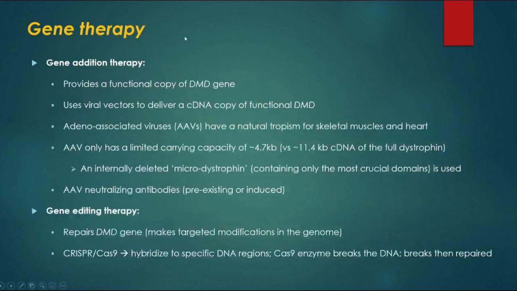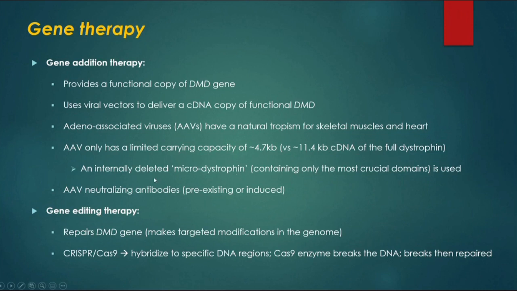Gene therapy is another attractive approach. You can add the gene if it's missing, or you can edit the gene if it is defective. Gene addition therapy uses viral vectors to deliver a complementary DNA copy of functional DMD. Not many viruses have a predilection for muscle cells or cardiac cells. Adeno-associated viruses do have a natural tropism for skeletal muscles and heart, so they can be used. However, they are very small viruses, and they can carry only 4.7 kilobases of material, whereas the complementary DNA of dystrophin is 11.4 kilobases, so very large.